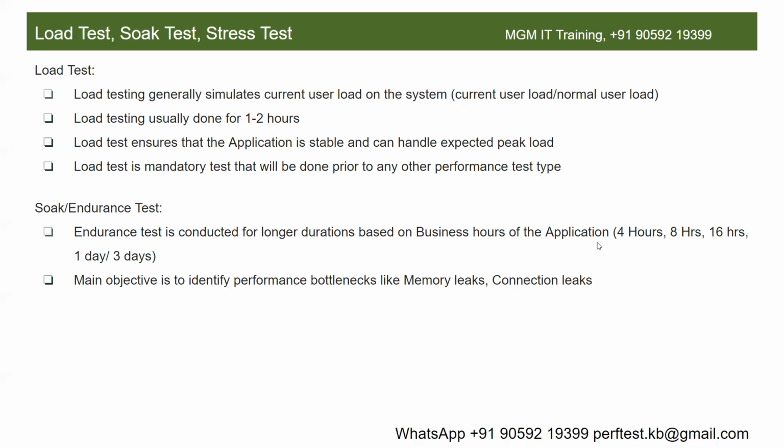Clear, guys? Yes. And the next type of testing is stress test.